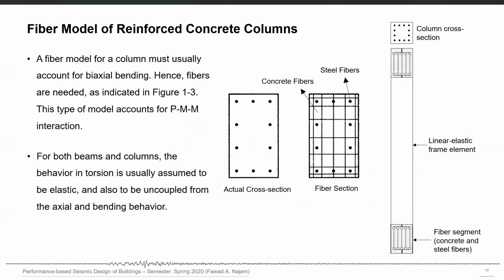So this was about beams, but now let's discuss the column fibers. As I've explained earlier, in columns we will have fibers in both directions, because a column can have bending in both directions. So a fiber model for a column must usually account for biaxial bending. So fibers in both directions are needed. And this type of model can account for PMM interaction. So when we make a column in both directions, basically we have to assign the PMM fiber hinge to our column. Then it will allow us to divide our column in both directions.